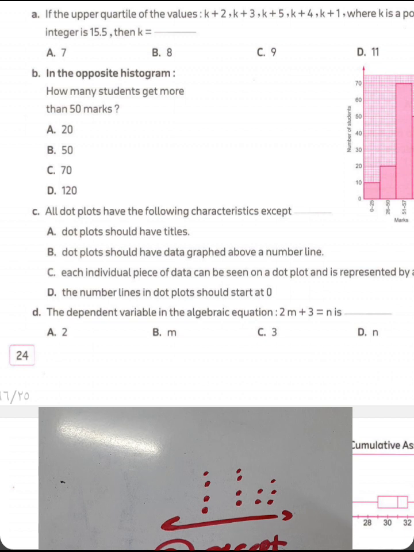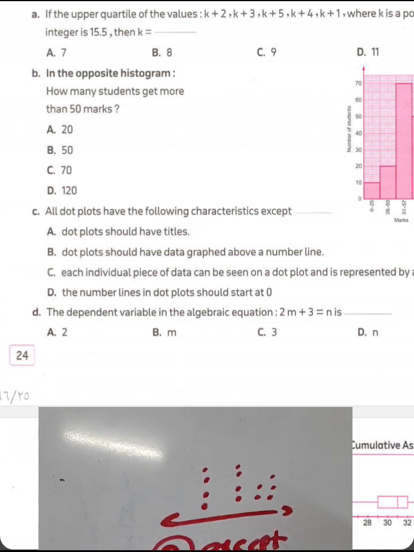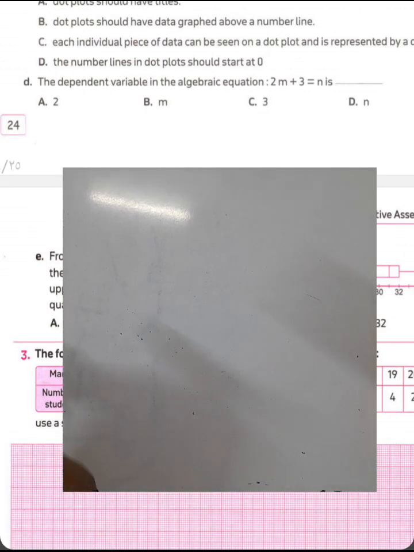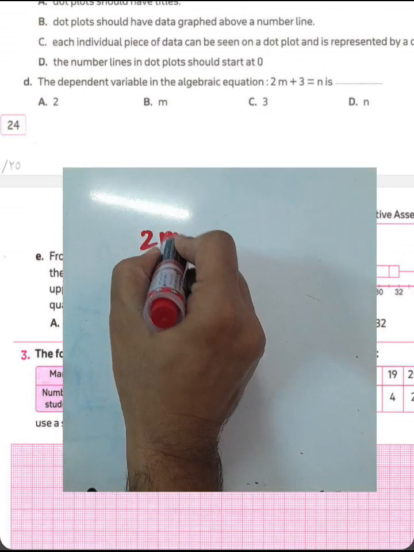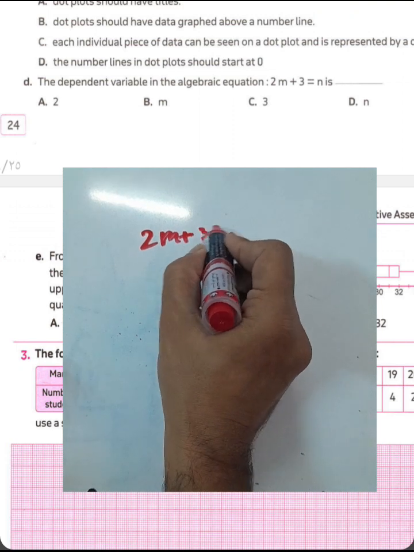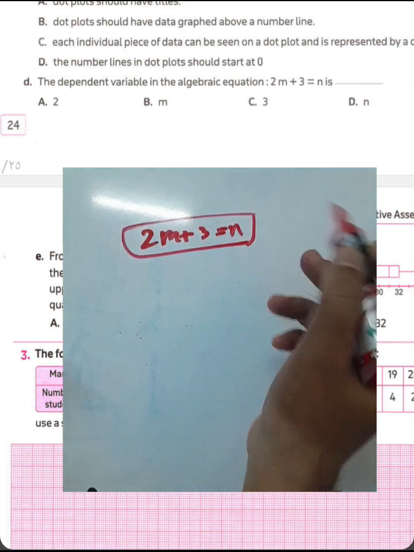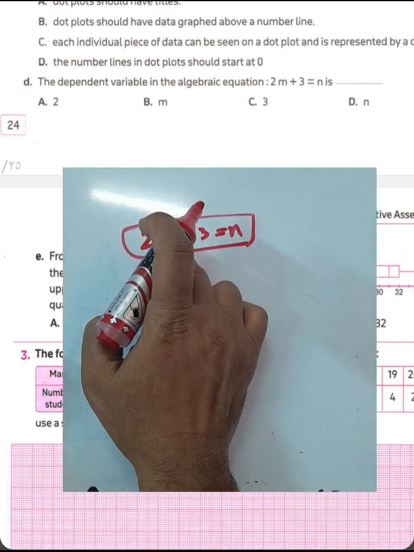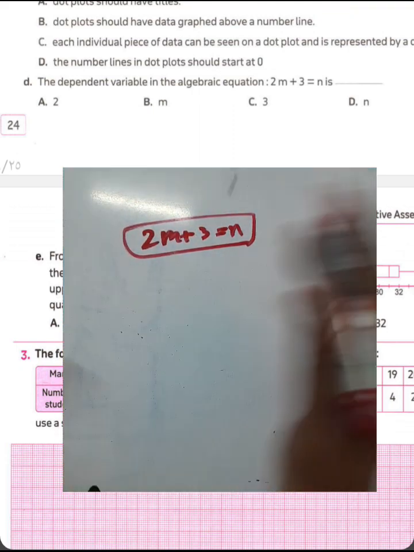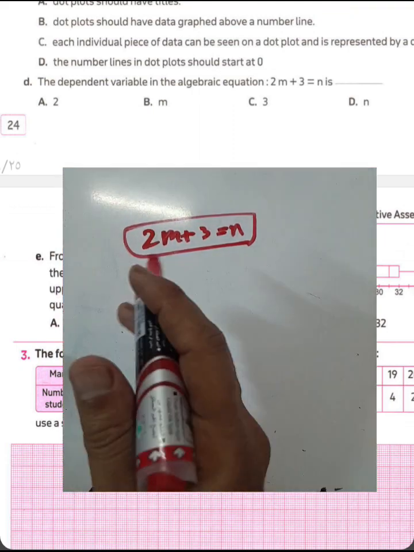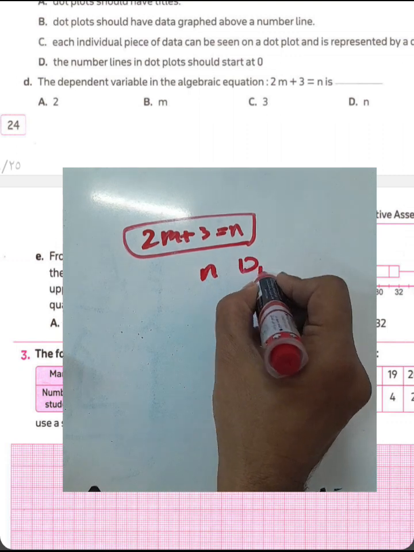Will be letter what? He asked about the dependent variable in the algebraic equation. Dependent here about 2m plus 3 equals n. Dependent and m independent. Then the dependent variable here will be n. Choose letter D.